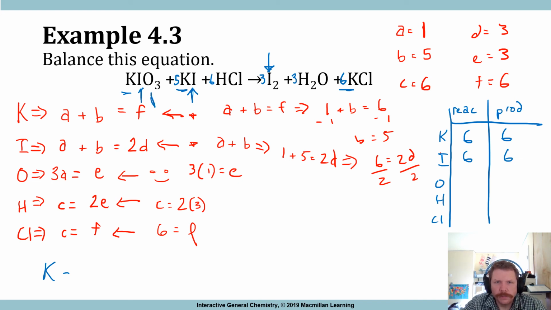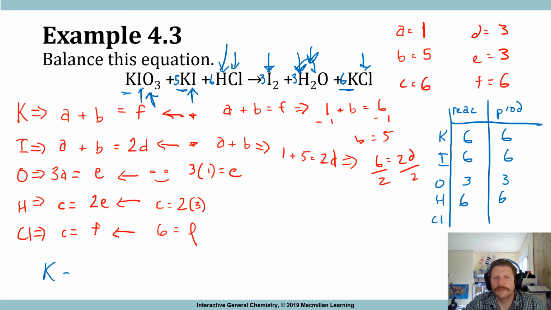Oxygen, 3 right there. And I've got 3 on my product side. Hydrogen. Hydrogen's only found in 1 molecule, that's HCl. I've got 6 on my reactant side, and it's found in 3 H2O molecules, so I've got 6 on my product side. Cl, I've got 6 on my product side and 6 on my reactant side. So I've balanced this equation.